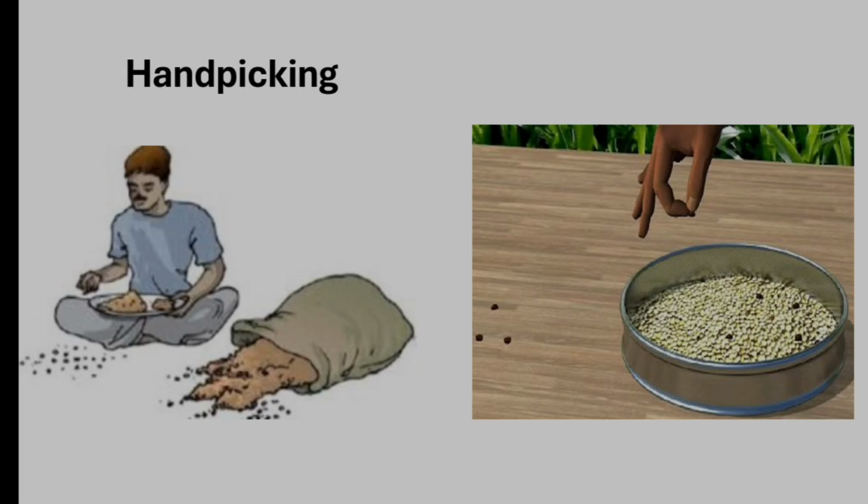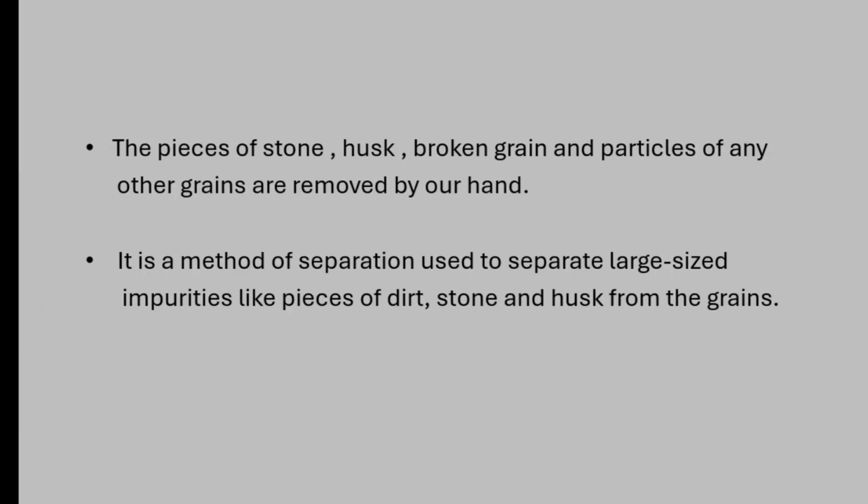First one, hand picking. It is a very simple method. When we purchase a food grain packet, any kind of food grain, we used to clean it by spreading the grains on a sheet of paper. Do we find only one kind of grain on it? No, there may be a few stones or husk or broken particles of other grains. And now we remove all the pieces of stone, husk and other grains with our hands. This method is called hand picking. It can be used for separating the large sized particles. So it's one of the convenient methods of separating the substances.